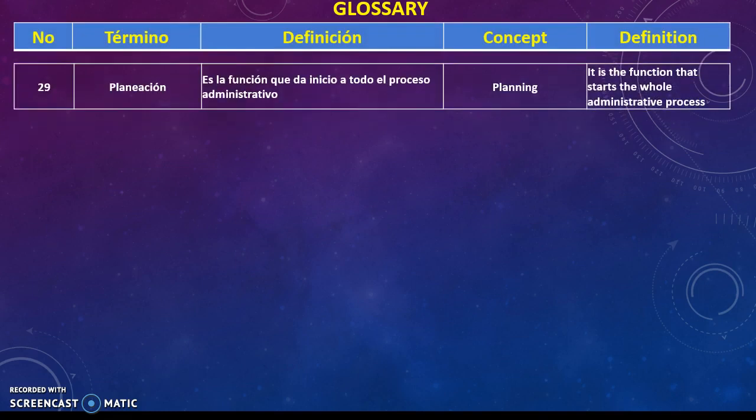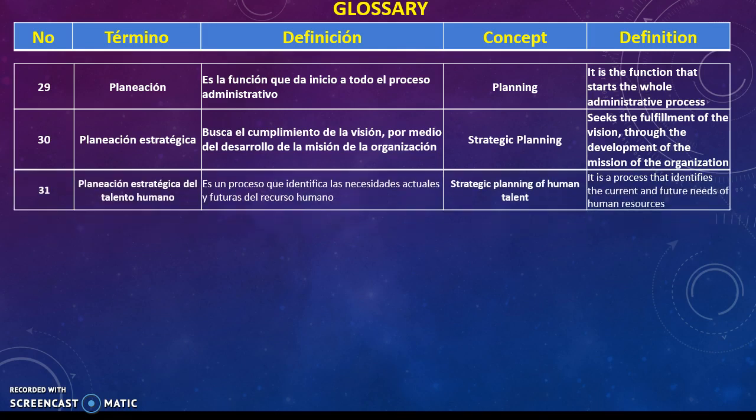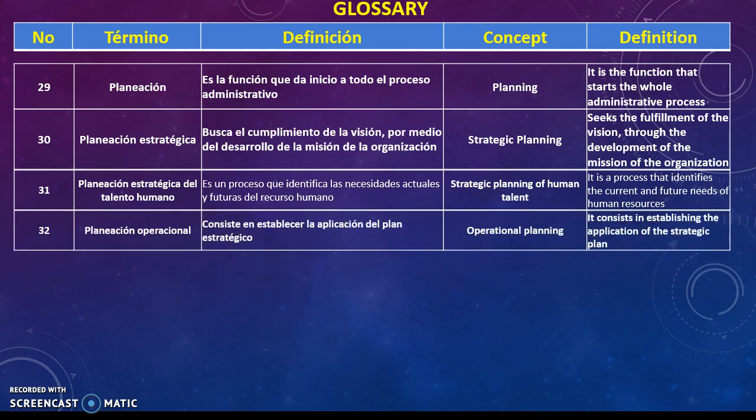Planning: it is the function that starts the whole administrative process. Strategic planning: seeks the fulfillment of the vision through the development of the mission of the organization. Strategic planning of human talent: it is a process that identifies the current and future needs of human resources. Operation planning: it consists of establishing the application of strategic planning.